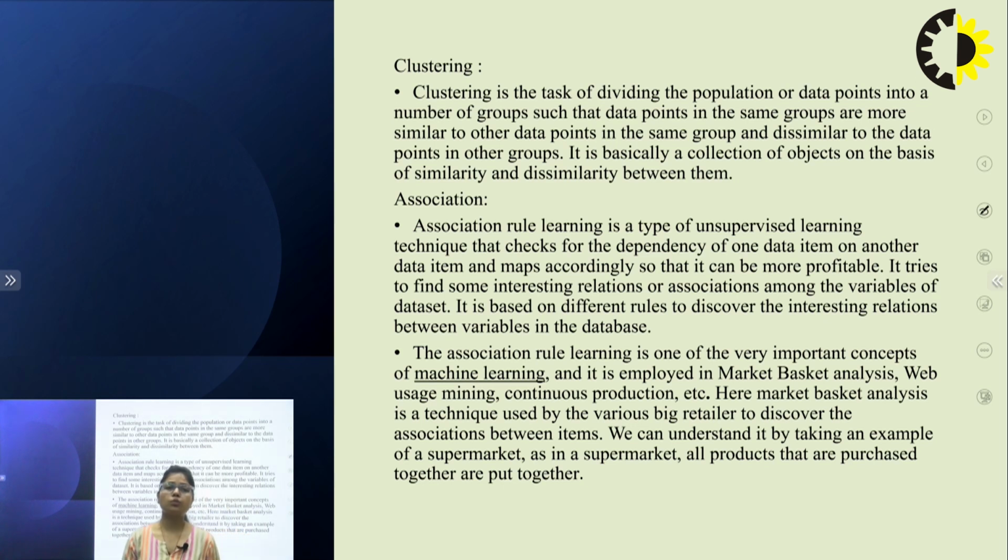The association rule is one of the very important concepts of machine learning, and it is employed in market basket analysis, web usage mining, continuous production. Market basket analysis is a technique used by various retailers to discover the patterns or associations between items. We can understand it by the example of a supermarket. In a supermarket, all the products that are purchased together are put together.